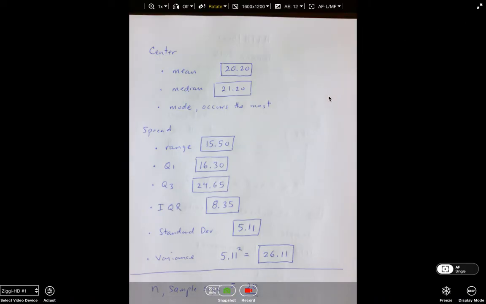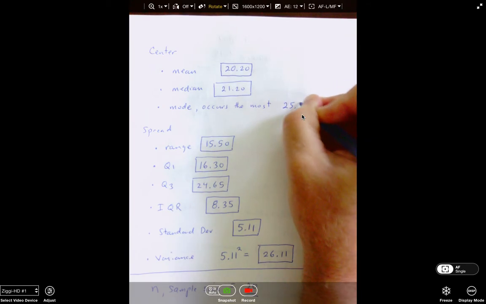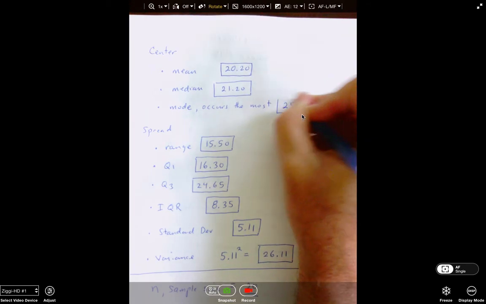Okay. So guys, it looks like the mode is going to be 25.4 because it occurred 3 times.